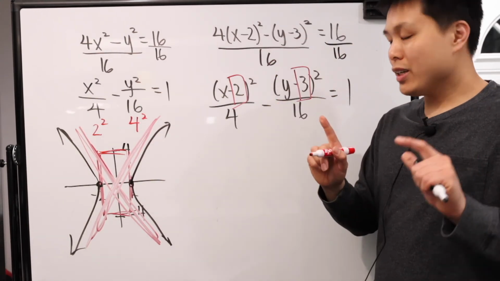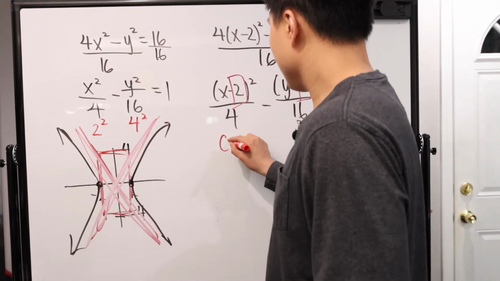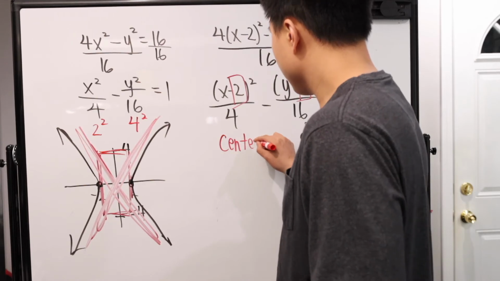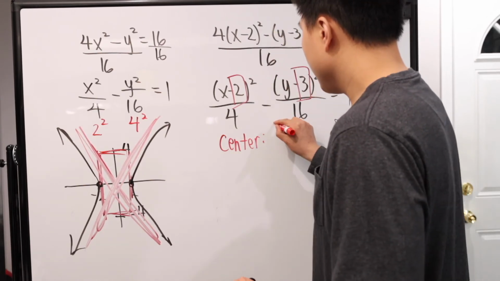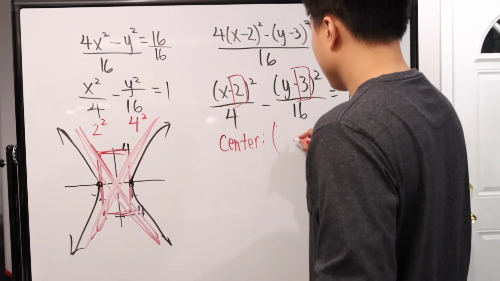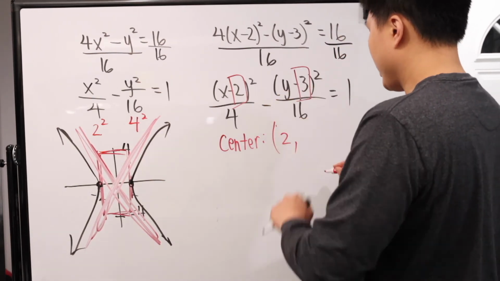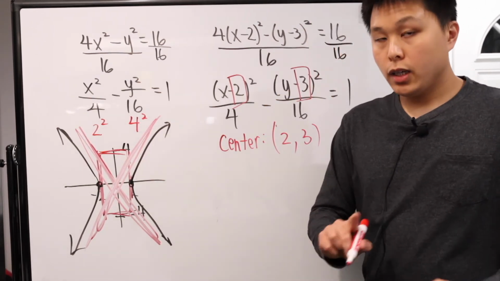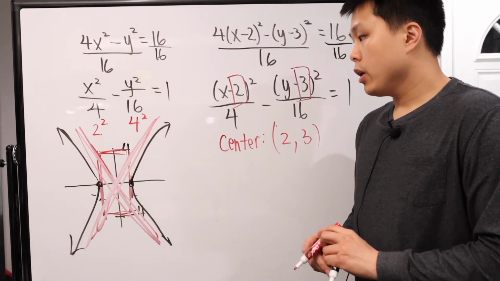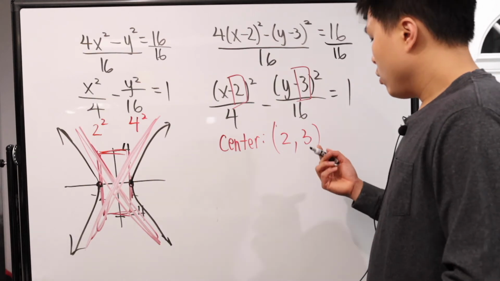So you can guess the center is not 0, 0 anymore. The center is now, this is following the x, so that's going to be 2. This is following the y, it's going to be 3. Other than that, everything else is the same. So if I wanted to graph this, what would I do?